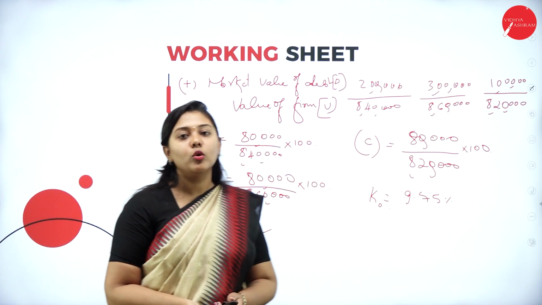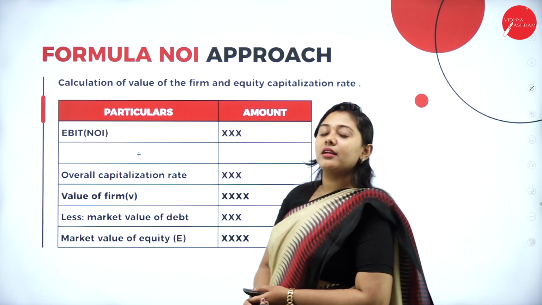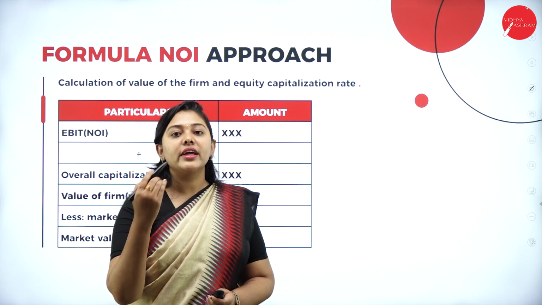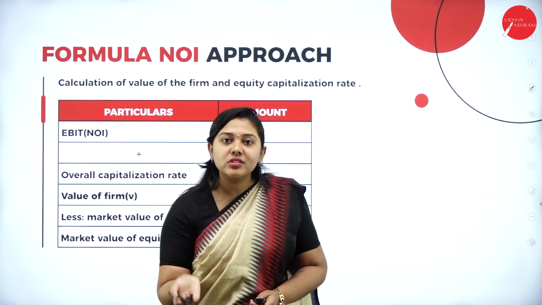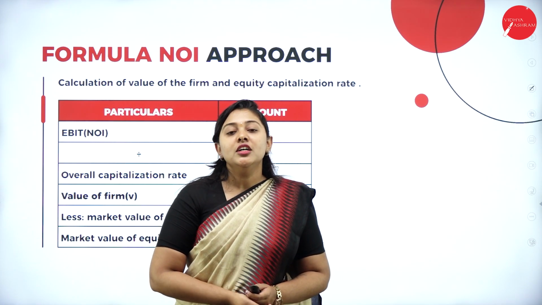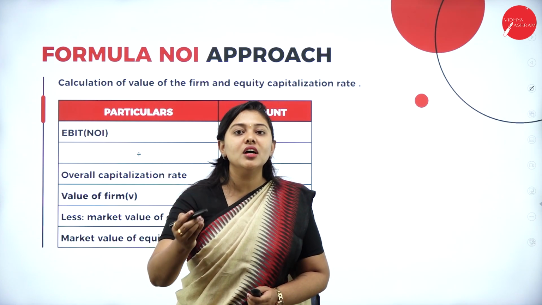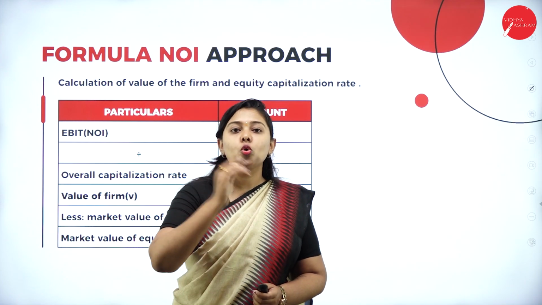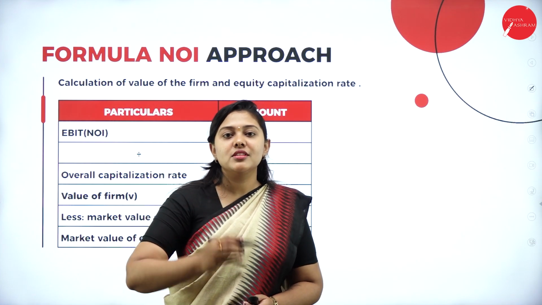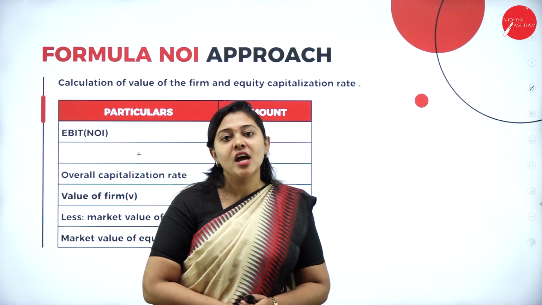Moving forward, let us look at your NOI approach. So in the last class itself, I have discussed, my dear students, what is NOI approach. So it is an irrelevant approach. So what does NOI approach say? It is opposite to NI approach. So the usage of the debt capital or the capital structure doesn't affect the valuation of the firm. So there is no relationship between the cost of capital, value of the firm and the capital structure used. So that is what your NOI approach says.